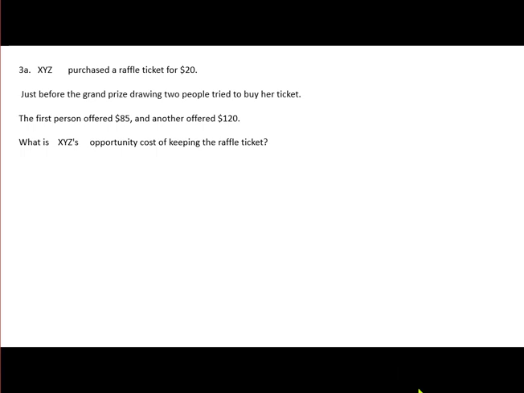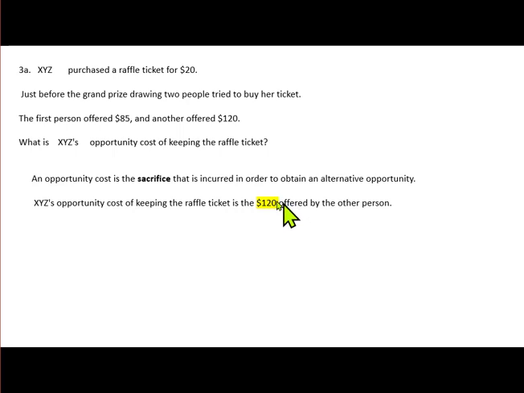Next, number 3. XYZ purchased a raffle ticket for $20. Just before the grand prize drawing, 2 people tried to buy this ticket. The first person offered $85 and another person offered $120. So what is XYZ's opportunity cost of keeping this raffle ticket? Well, the opportunity cost would be the higher offer of $120. So an opportunity cost is the sacrifice that is incurred in order to obtain an alternative opportunity, and in this case, it's the $120.